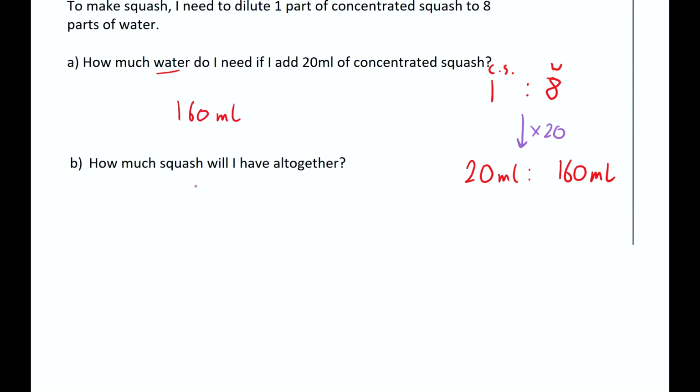Part B, how much squash will I have altogether? Really straightforward. We have 20 mils of concentrated squash, 160 mils of water. So the total amount we have, we just need to add those two numbers together, which gives us 180 mils of squash altogether.